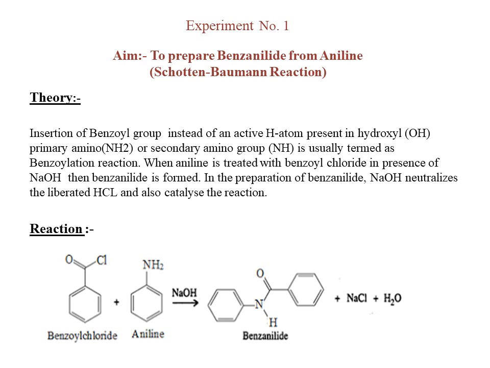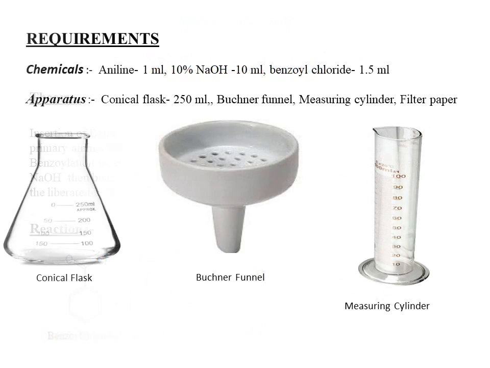In this preparation, sodium hydroxide is used as a base. Basically, it is used to neutralize the liberated HCl in the reaction. This reaction is also called the Schotten-Baumann reaction. Chemicals required for this reaction: aniline, 10% NaOH and benzoyl chloride. The apparatus used for this experiment is a conical flask, Buchner funnel, measuring cylinder and filter paper.